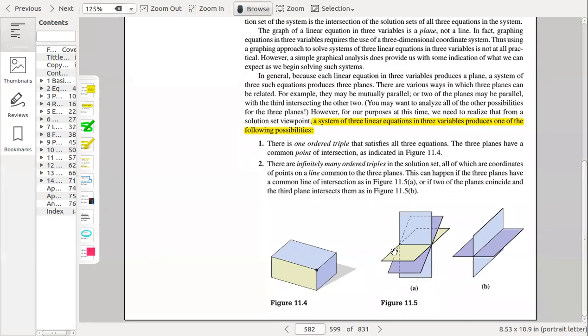And in this figure, there are infinitely many ordered triples in the solution set, all of which are coordinates of points on a line common to the three planes. Okay, so if the three planes are in this way, there is a common line. So this is a common line, and on this line there can be many solutions. That is why we say that in this situation we have infinitely many solutions.